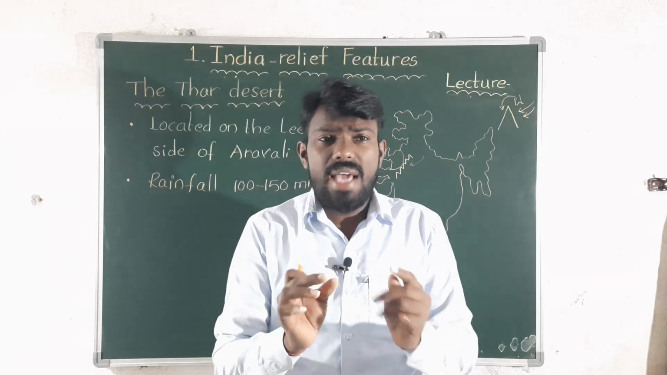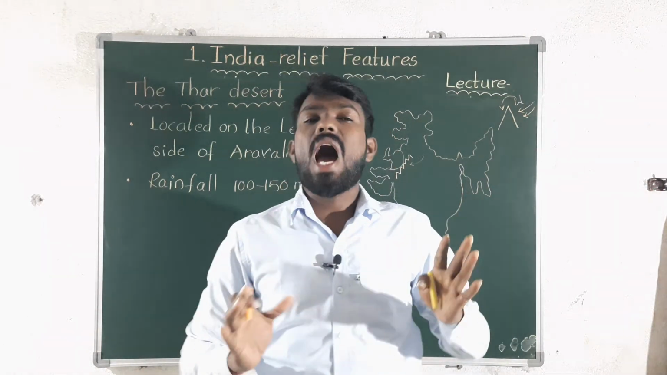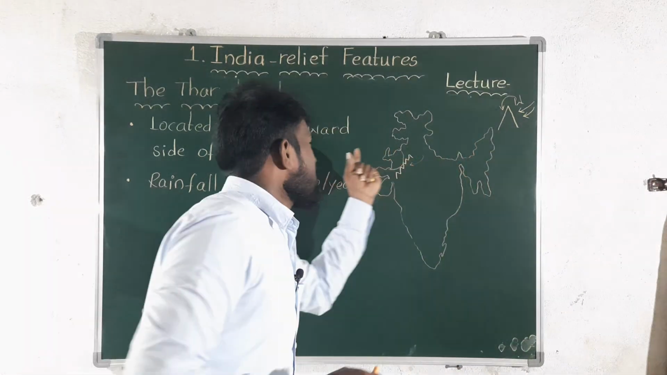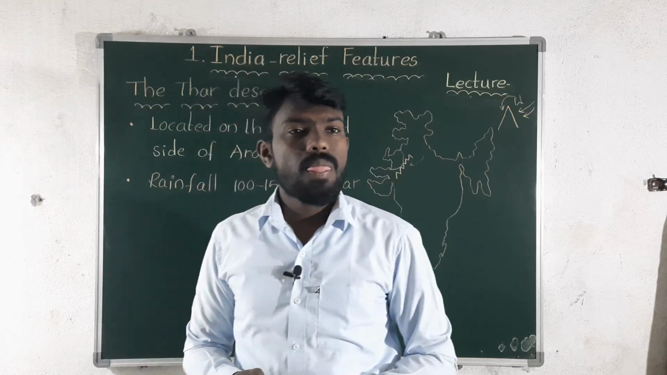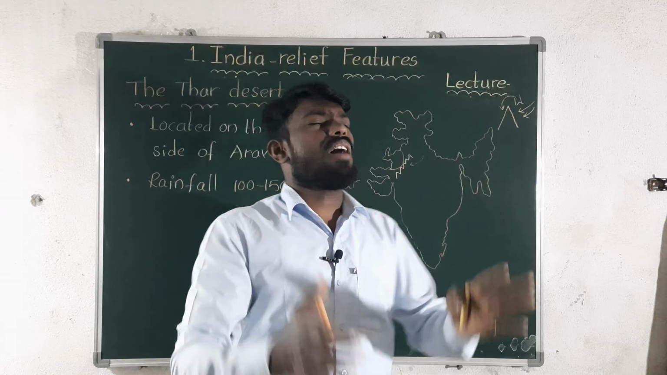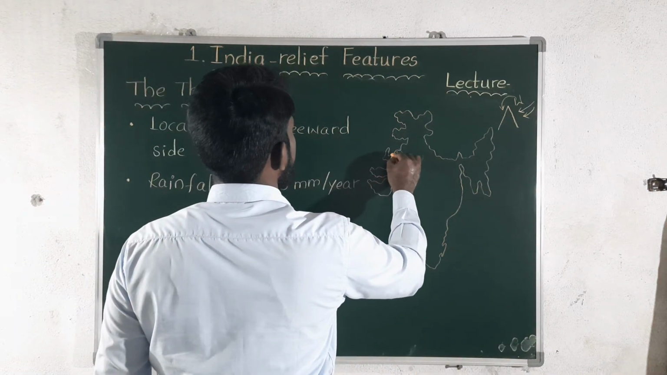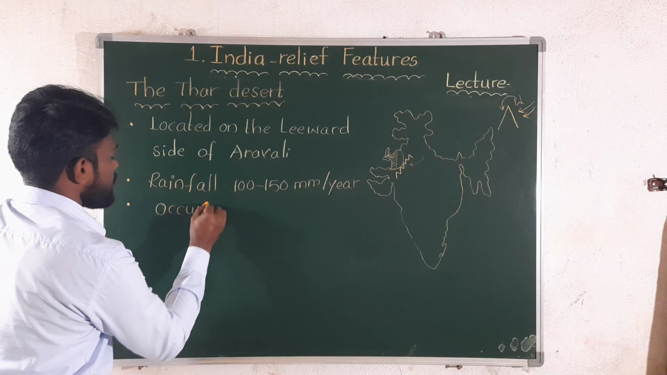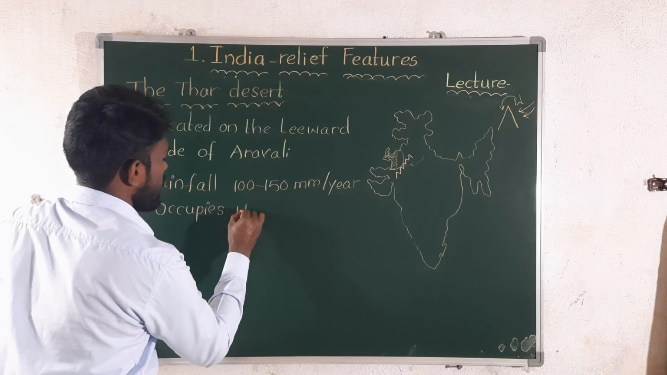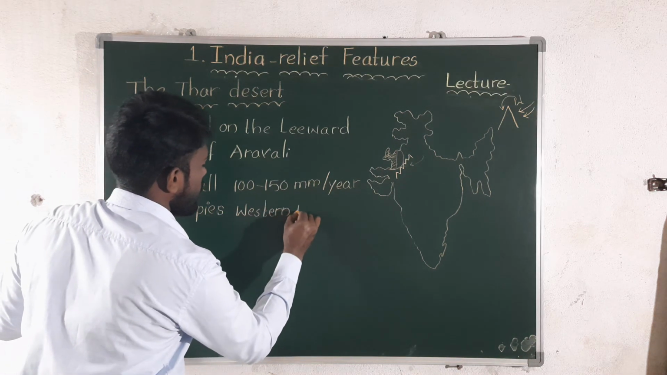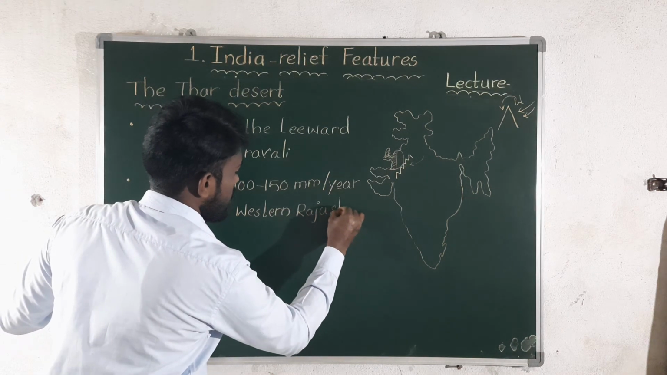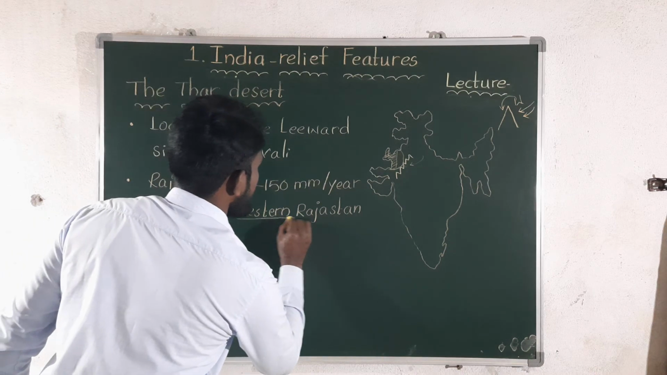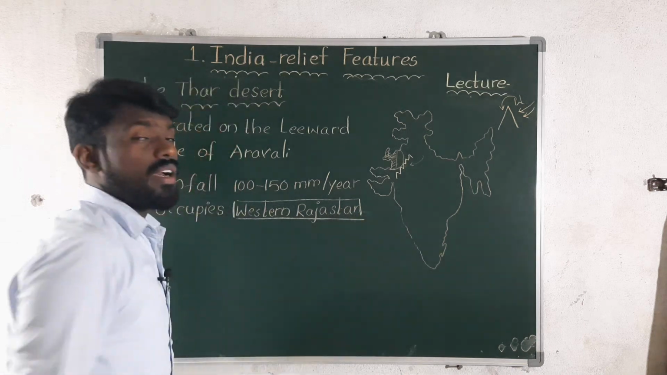The Thar Desert consists of undulating sandy plains and rocky outcrops, and it occupies much of western Rajasthan. This has to be remembered.